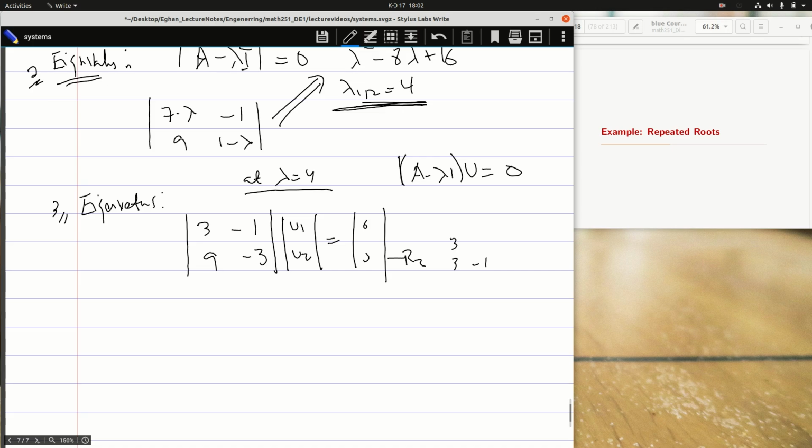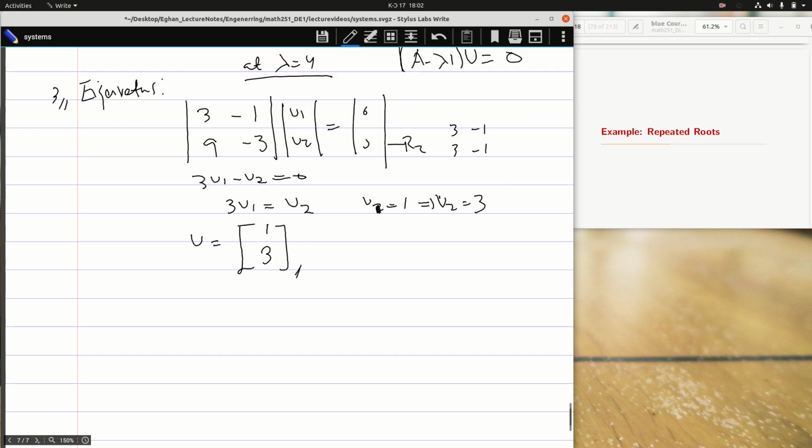If you want to use row echelon form, you know what to do. Other than that, I just pick the first part of the equation. It means 3v1 minus v2 is equal to 0. This implies that 3v1 is equal to v2. So when v1 is 1, you realize that your v2 will be what? 3. It means the eigenvector here is 1 and then 3. Don't forget this eigenvector, and how to get it.